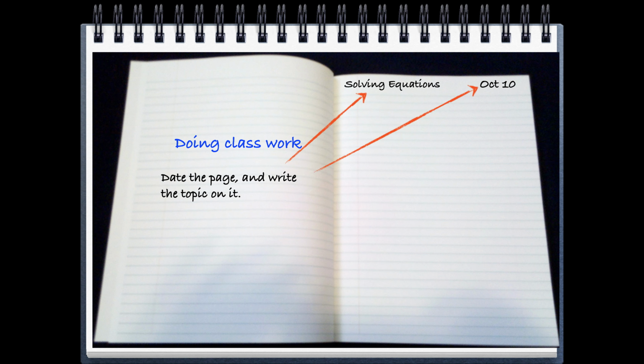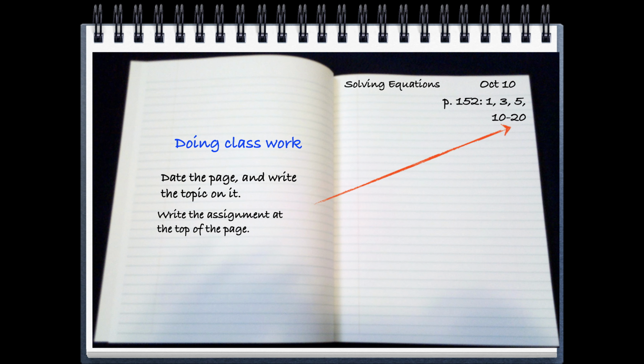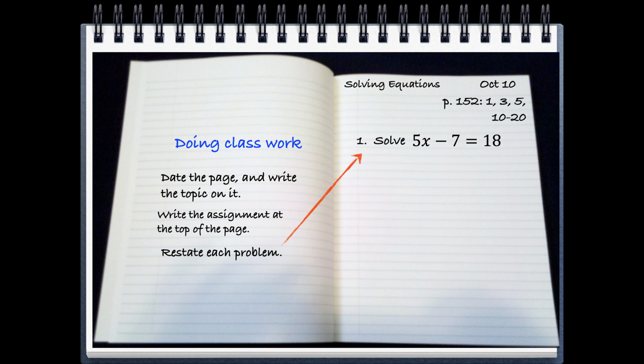When you do classwork, what I'd like you to do is also put a date and put the topic of the classwork in the upper left-hand corner. Write what the assignment is for your classwork, also at the top of the page. And then, for each problem, I'd like you to restate the problem. Now, for some problems, that simply means writing something like solve or find x. And then beneath the problem, show your work.